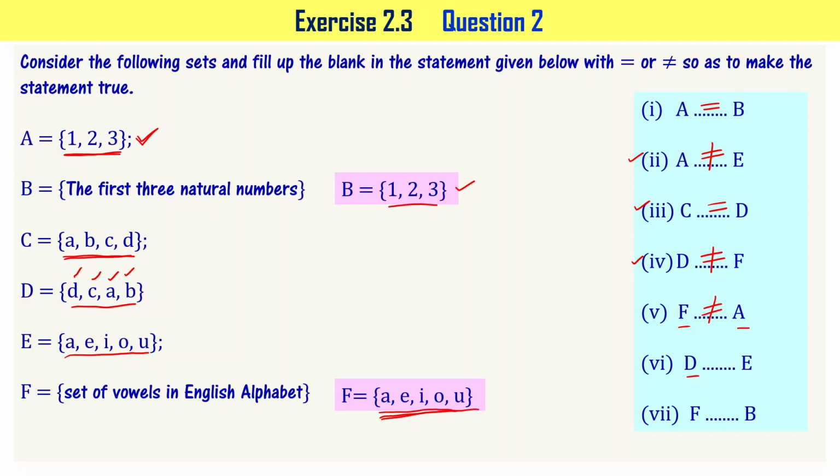Now the relation between D and E. D, we have seen, contains elements D, C, A, B, and E is containing elements A, E, I, O, U, right? It means D is not equal to E because the elements are not the same. Now the relation between F and B. What is F? F contains elements A, E, I, O, U, and B contains elements 1, 2, 3, right? It means F is not equal to B.